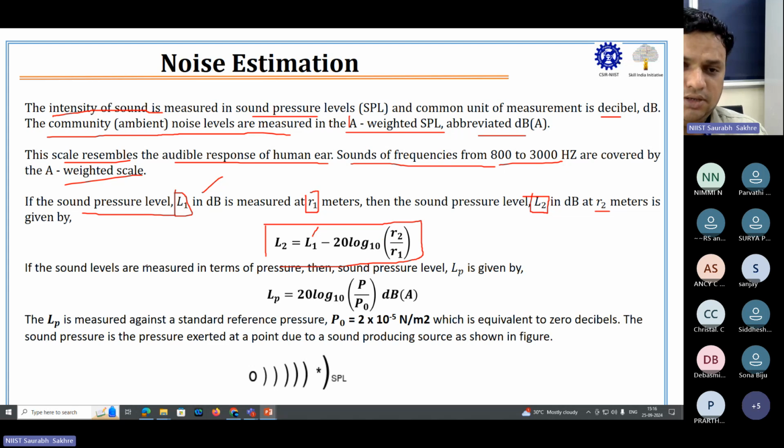Now suppose instead of dBA, the sound levels are measured in terms of pressure. Then sound pressure level LP will be given by 20 log 10 P by P naught dBA. Means instead of distance, I will keep pressure. And P naught we will take as 2 into 10 to the power minus 5 Newton per meter square. I already told it. Okay, so this is how you can do it between two distances, as well as in terms of pressure also.